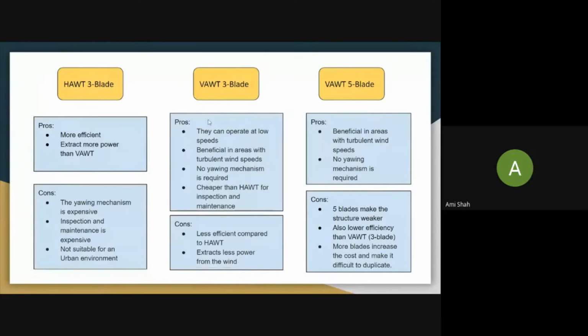Moving on, you can also see from this that the vertical axis wind turbine three blade has more pros over cons in comparison to the other two models. Some of its pros include it can operate at low speeds. It's also beneficial for areas with turbulent wind speeds, making it more suitable for an urban environment. And also, it's cheaper than the others because no yawing mechanism is required, and inspection and maintenance is cheaper than the horizontal axis wind turbine.